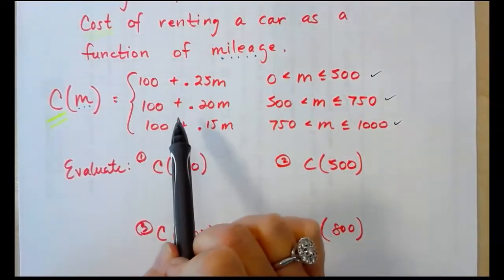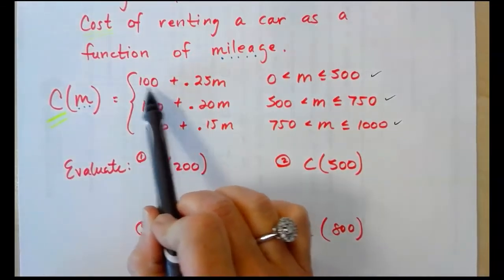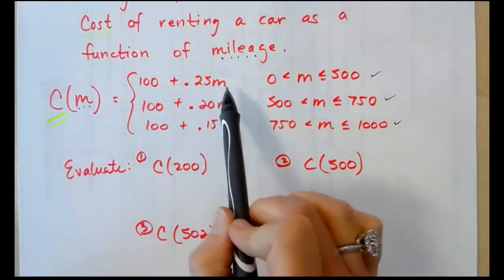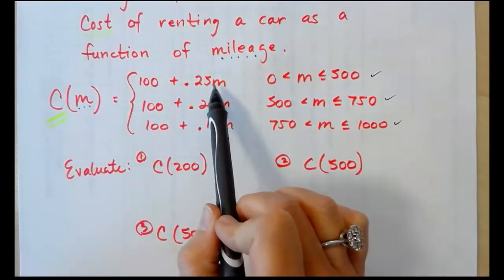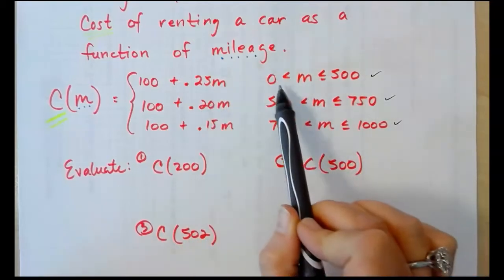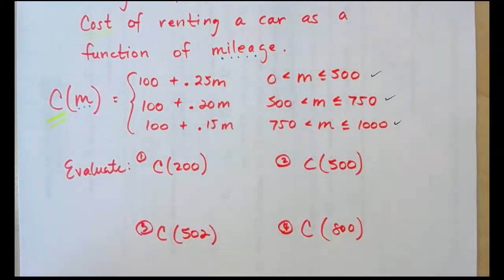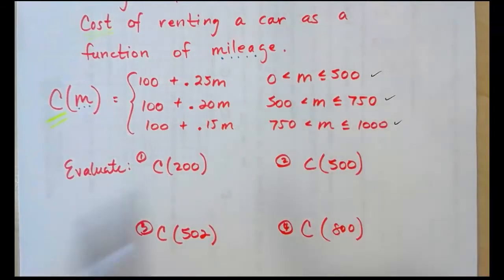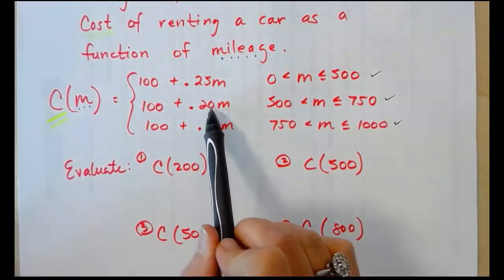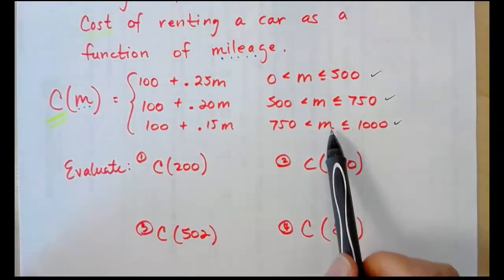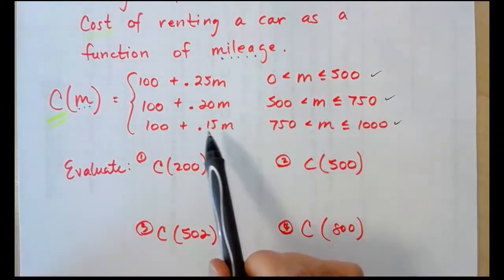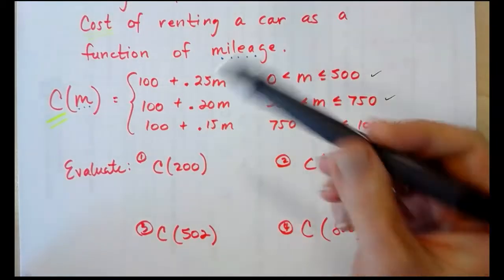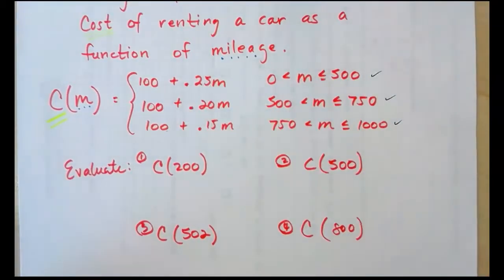So if you rent a car, we have a flat fee of $100, and then you're going to pay 25 cents per mile if you drive between 0 and 500 miles. If you drive between 500 and 750 miles, you're going to pay 20 cents per mile. If you drive between 750 and 1,000, you're going to pay 15 cents per mile. But the flat fee of $100 stays the same. So this is a piecewise cost function.